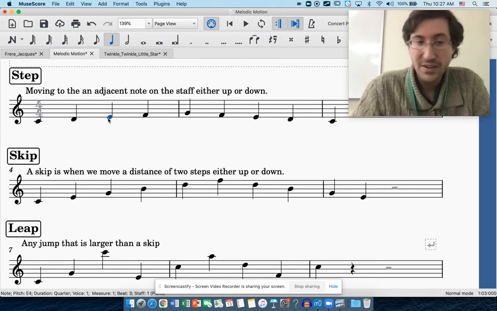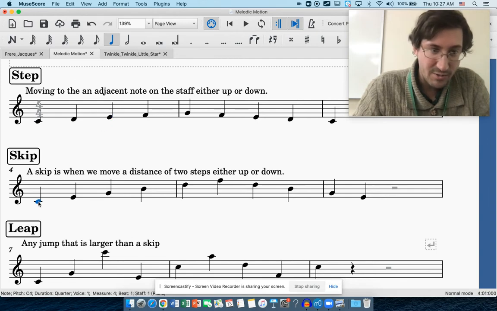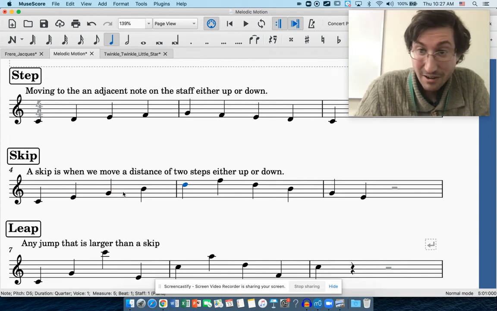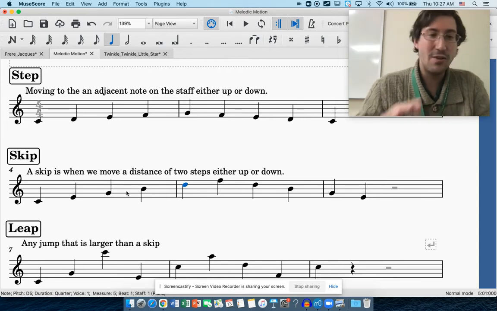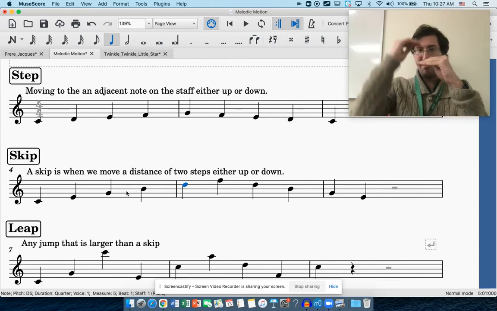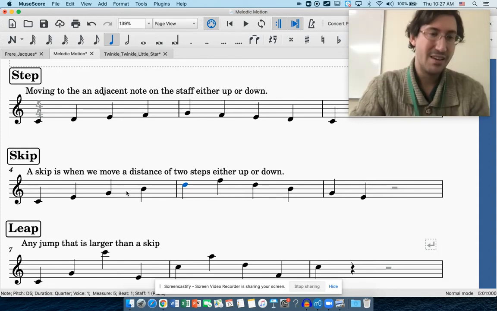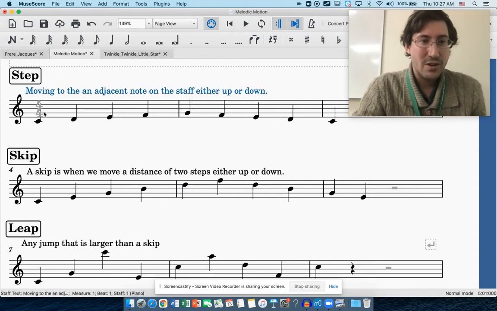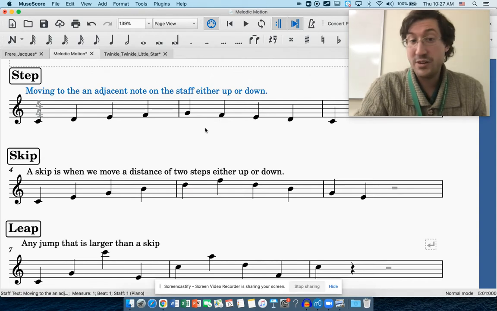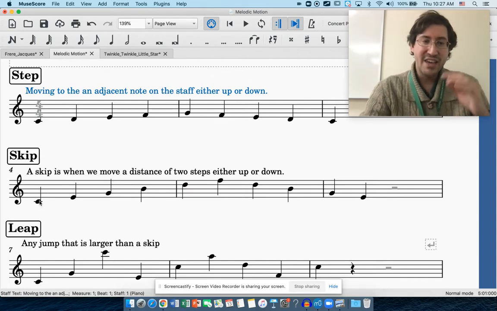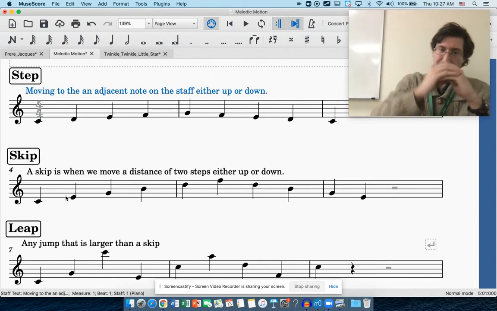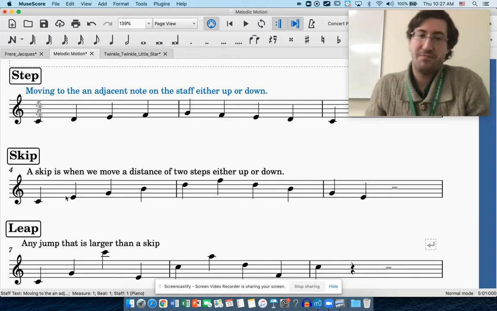right up to E. So here I'm jumping from one line up to the next line, up to the next line, up to the next line. So I'm kind of skipping the space notes here, hence the name skip. We're not going up each step, we're jumping over one each time. We're skipping one. So stepwise, we go through each note, ascending or descending. A skip, we skip over one of them. So it's the distance of two steps.